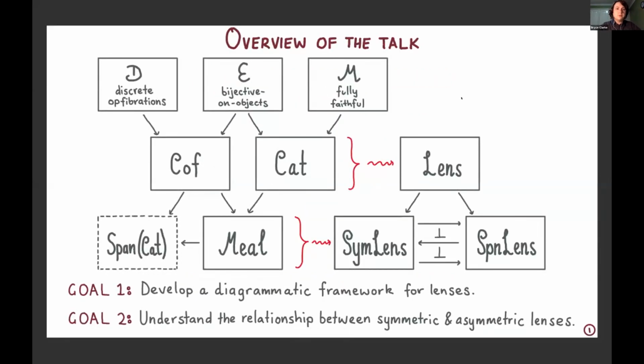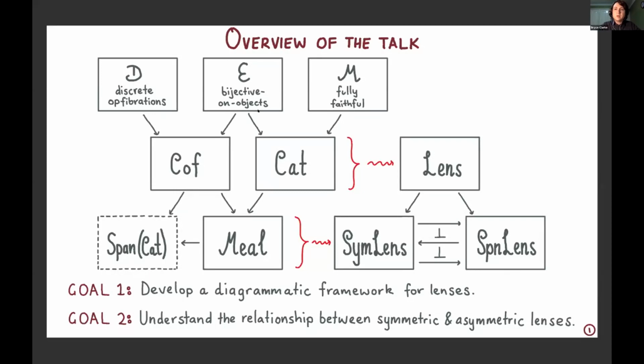To just give a quick overview of the talk, basically every box in this picture that you see is going to be some kind of category or bicategory that will be discussed. And the idea of this talk is to somehow develop a diagrammatic framework for lenses of two main kinds, asymmetric lenses and symmetric lenses. By diagrammatic framework, what I really mean is that everything that we do with lenses can be built up from simple building blocks, namely the three classes of functors I have at the top of the picture here: discrete opfibrations, bijective on objects functors, and fully faithful functors.